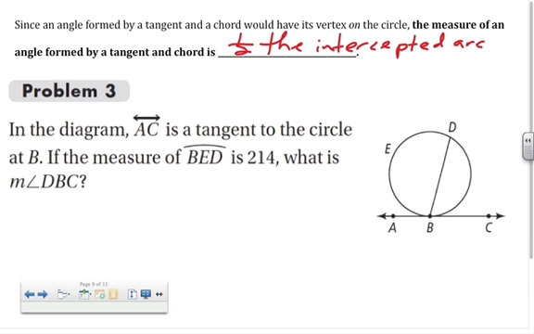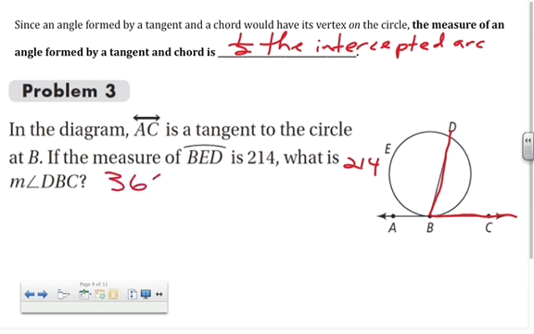So in problem 3, angle DBC is that angle formed by a tangent and a chord. It will be half of its intercepted arc. Oh, but darn it, they didn't give me the measure of arc BD. They gave me the measure of arc BED. They told me that arc on the other side of the angle that I'm trying to find. What do? One person.